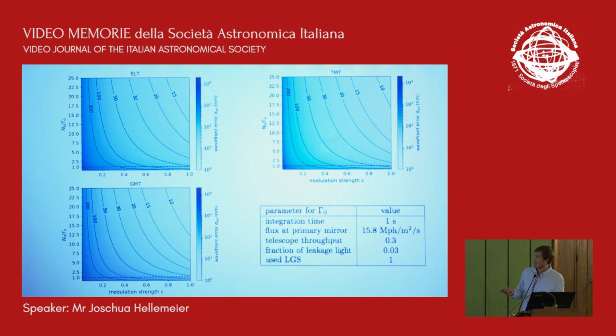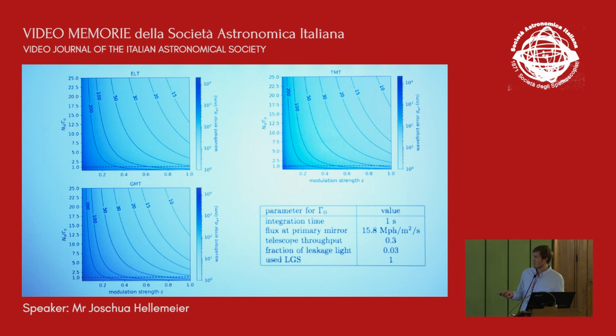Then there is a normalization constant for the number of photons, gamma 0. Gamma 0 is the number of photons for 0 modulation at an integration time of 1 second, a flux at the primary mirror which corresponds to a 7th magnitude laser guide star, a telescope throughput of 30% and a fraction of leakage light of 3%. And the number of laser guide stars used is just 1.